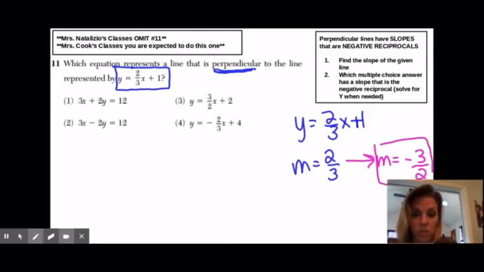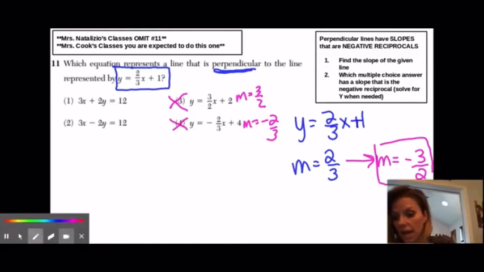Option 1 and option 2 are going to be a little bit more work. Can you tell me why? Yes, you're correct, because I have to solve them for y. Let's just glance at option 3 and option 4 and hope and pray that that's one of our answers. So number 3, my slope of this is positive 3 over 2. Is that the number we want? Nope. It needs to be negative 3 over 2. Option 4, is the slope negative 3 over 2? Nope. The slope is negative 2/3. Both of those are out.